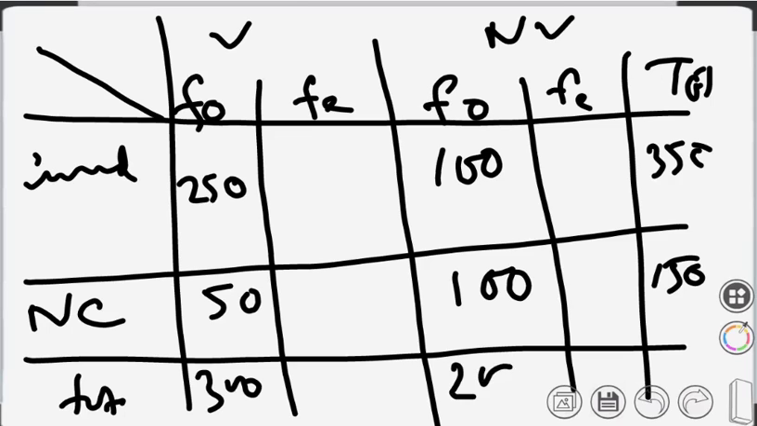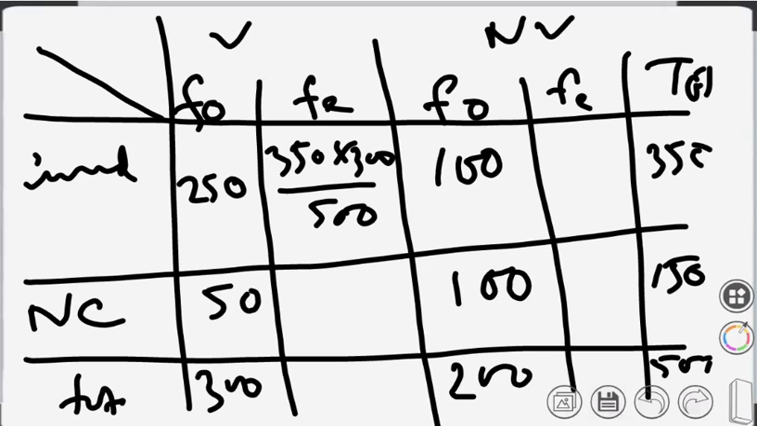and it is 200. So FE, in this case, for this, row total is 350 and column total is 300, and the sum total is 500. So in this case FE will be 350 into 300 by 500. So how much is that? 350 into 300 divided by 500 is 210. So this is equal to 210. So obviously if it's 210, this will be 90.